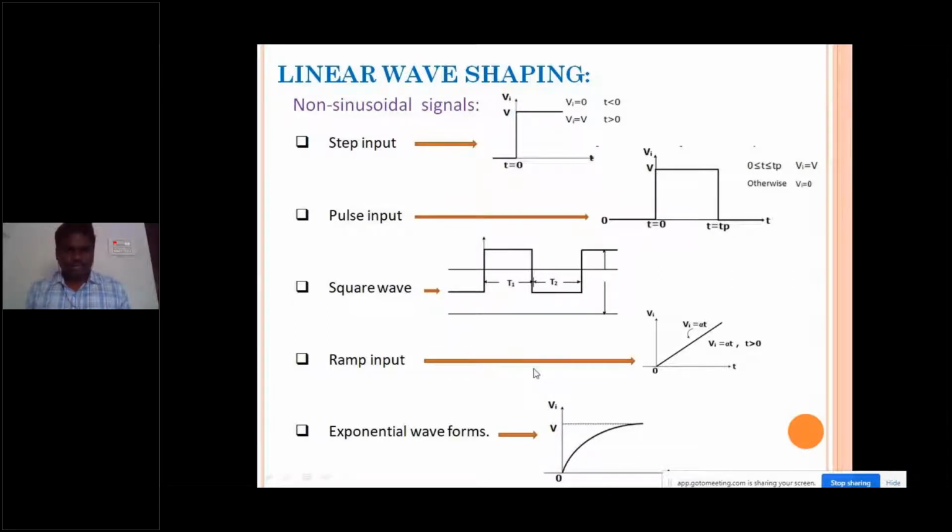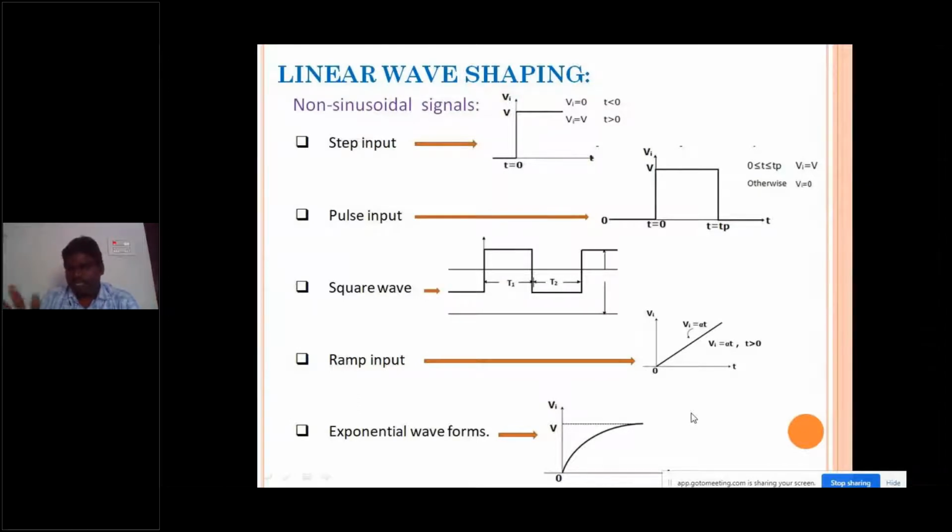And then see the ramp input. The ramp input signal is linear. The input signal which we denote is Vi equal to alpha times t. And similarly an exponential wave. The exponential wave is like this. We can write the formula for this as V times (1 minus e to the power of minus t by tau), where tau is a time constant. So these are the 5 non-sinusoidal signals which we are applying as an input to a linear network.